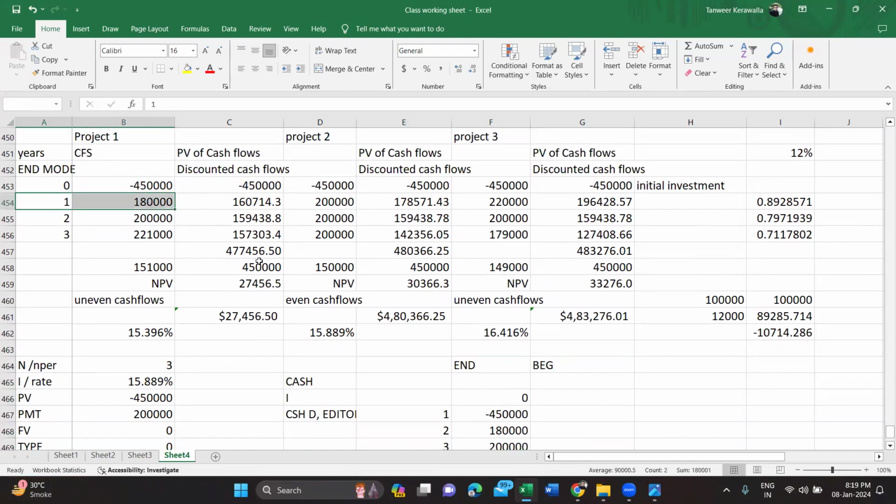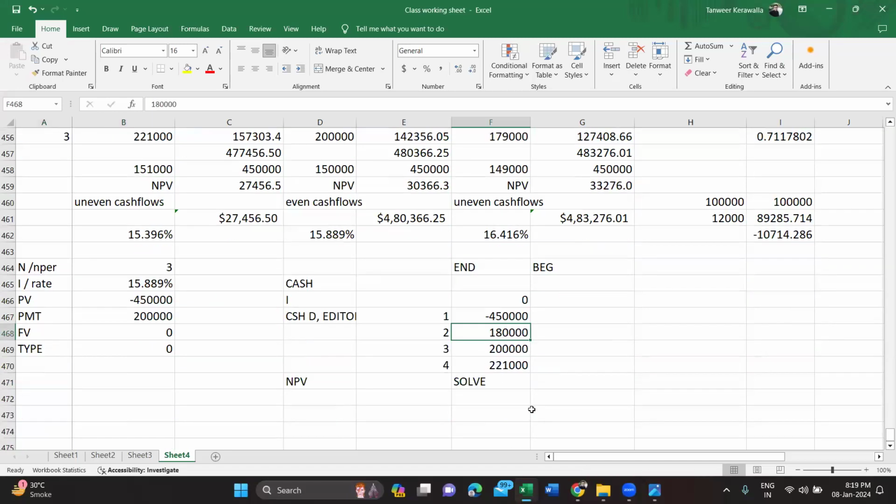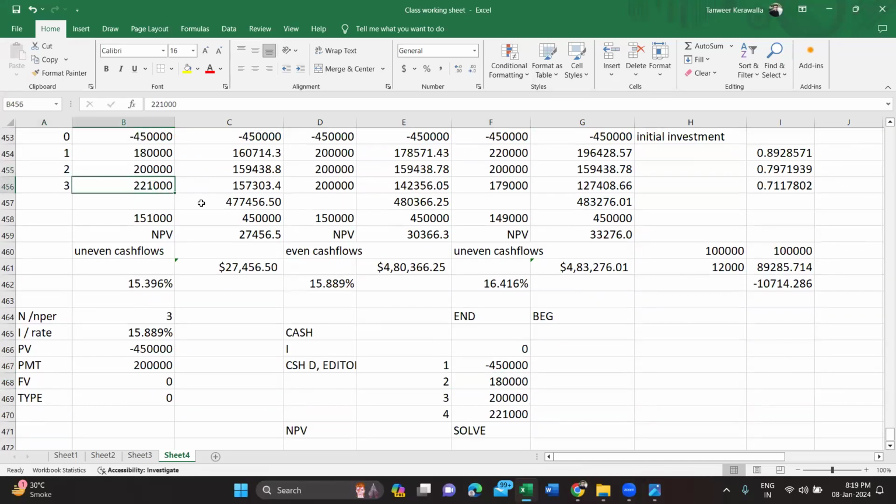So end of year one, what happened? 1 lakh 80 we received. And then 2 lakhs and 2 lakh 21. So beginning of year four is as good as end of year three, right? So 2 lakh 21, 2 lakh 21. So you press these. Let me also enter here.